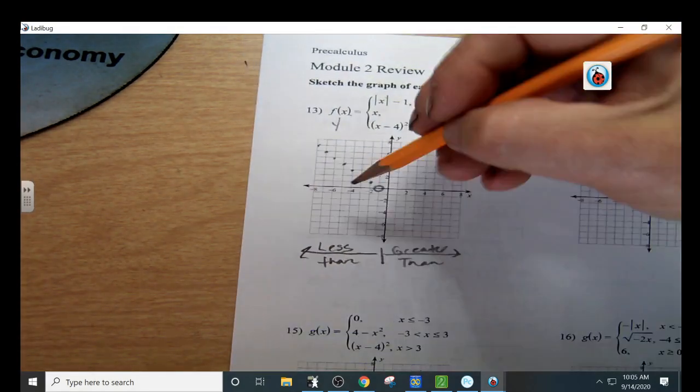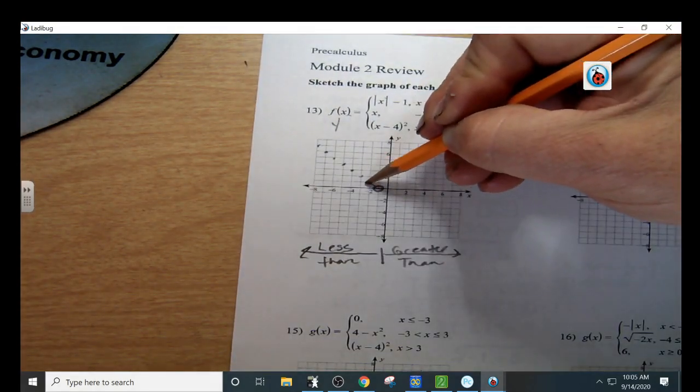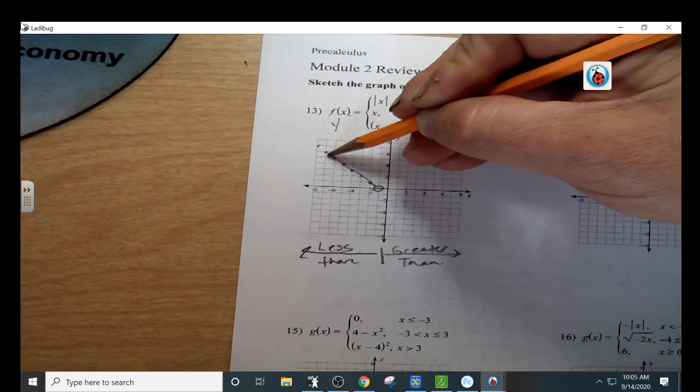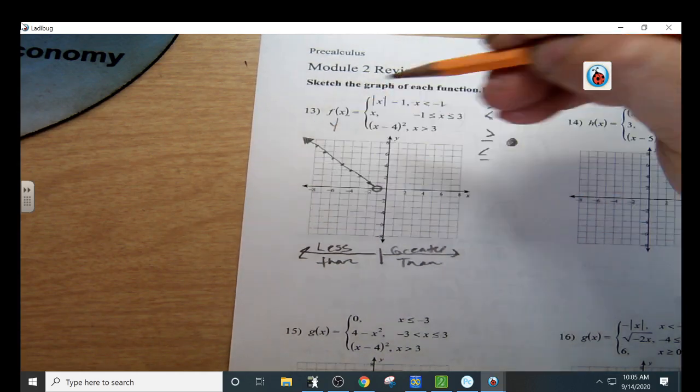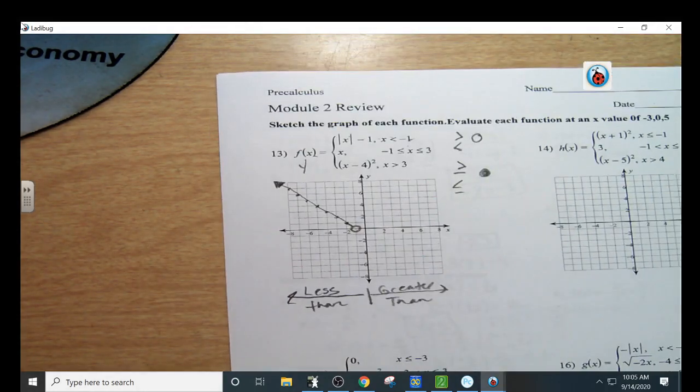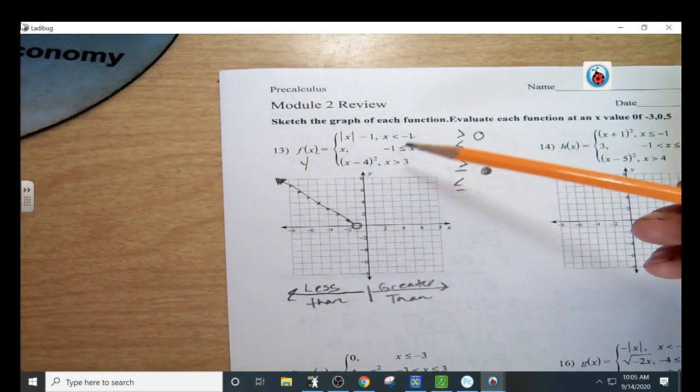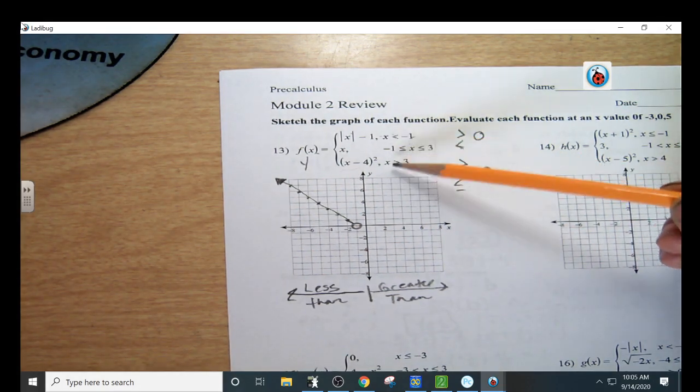So that would be that part of our piece. And guys, it tells us, and like I said, how we know where to graph is by our domain. Remember, this is where you graph. Okay.